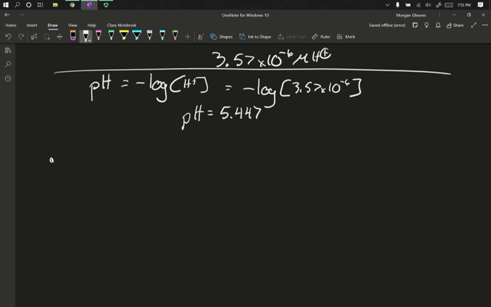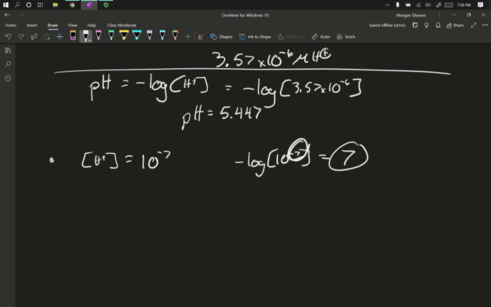In pure water, remember that our concentration of H+ is 10 to the minus 7. Well, if we plug that in, negative log of 10 to the minus 7, what we'll find is that equals 7. The log system tells us the exponent value. What exponent would I need to get this value out? So what do I need to the power of 10? Well, negative 5.447, if you actually calculate that, is 3.57 times 10 to the minus 6.